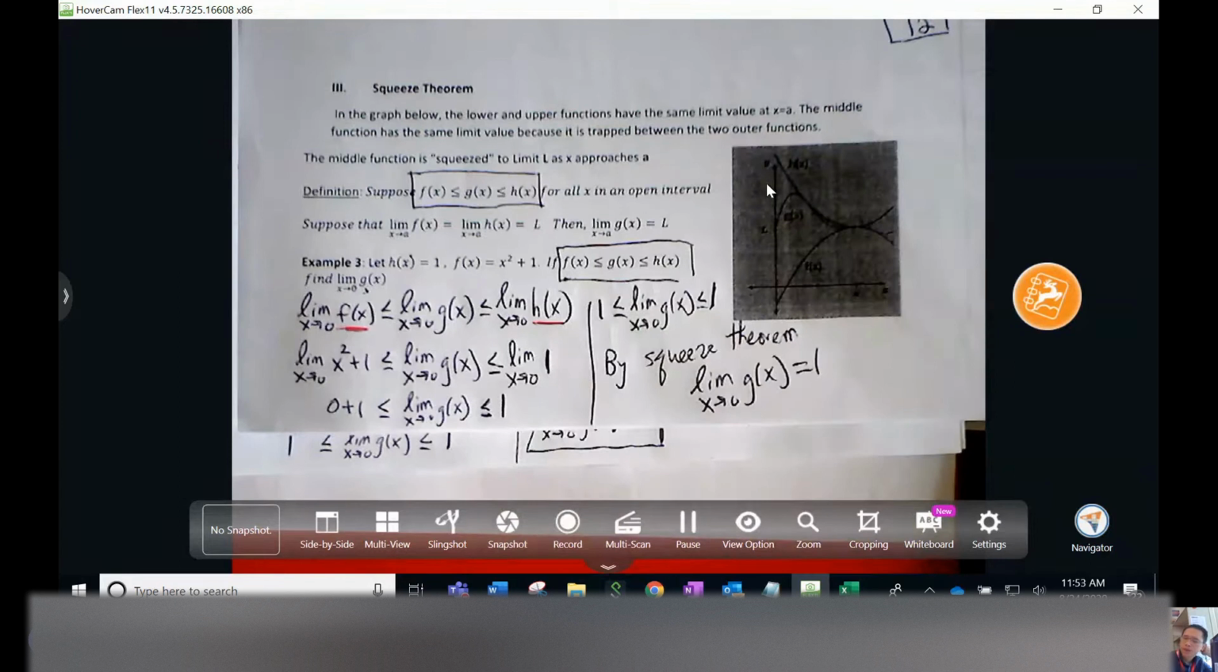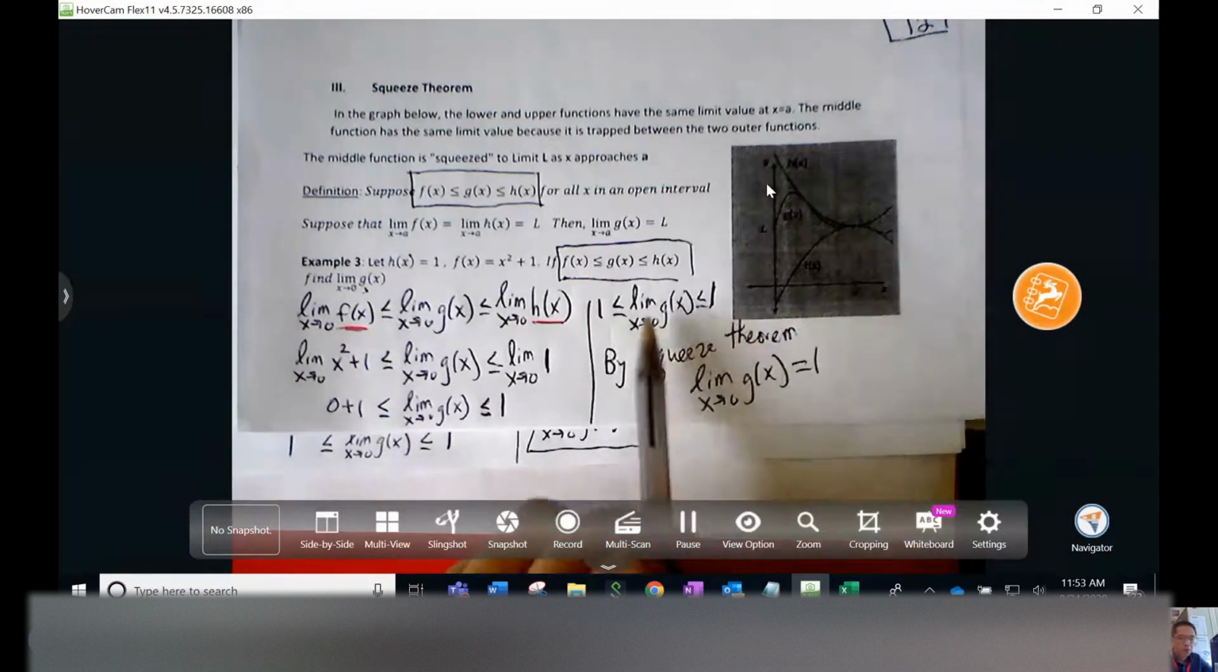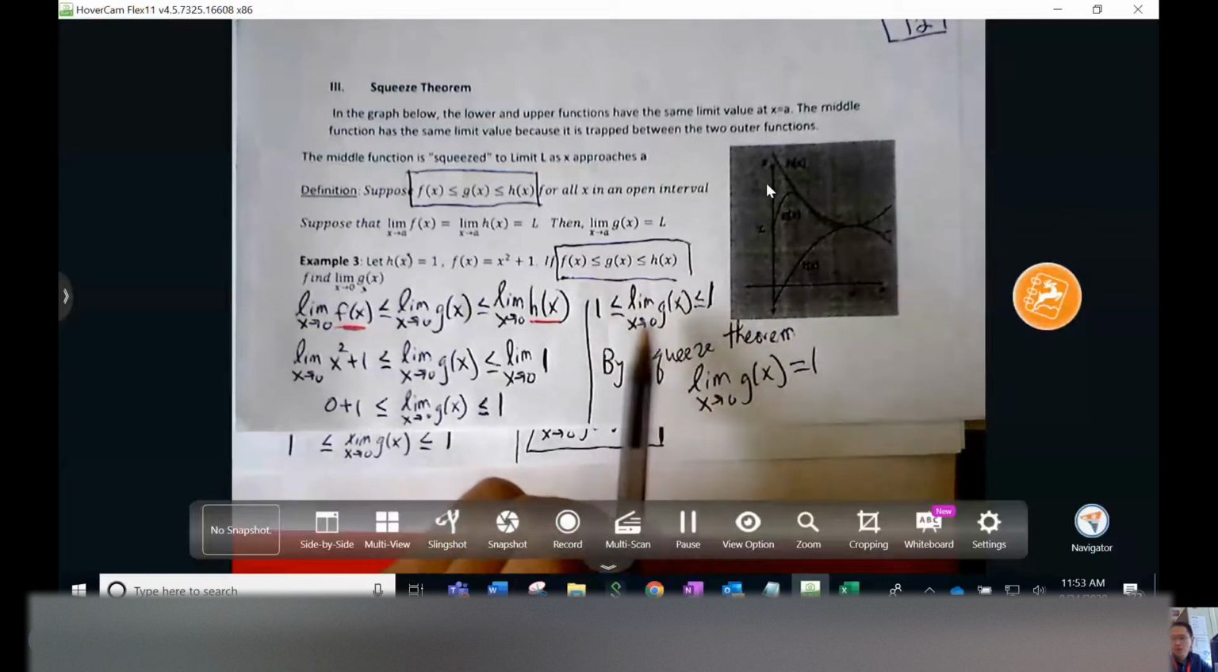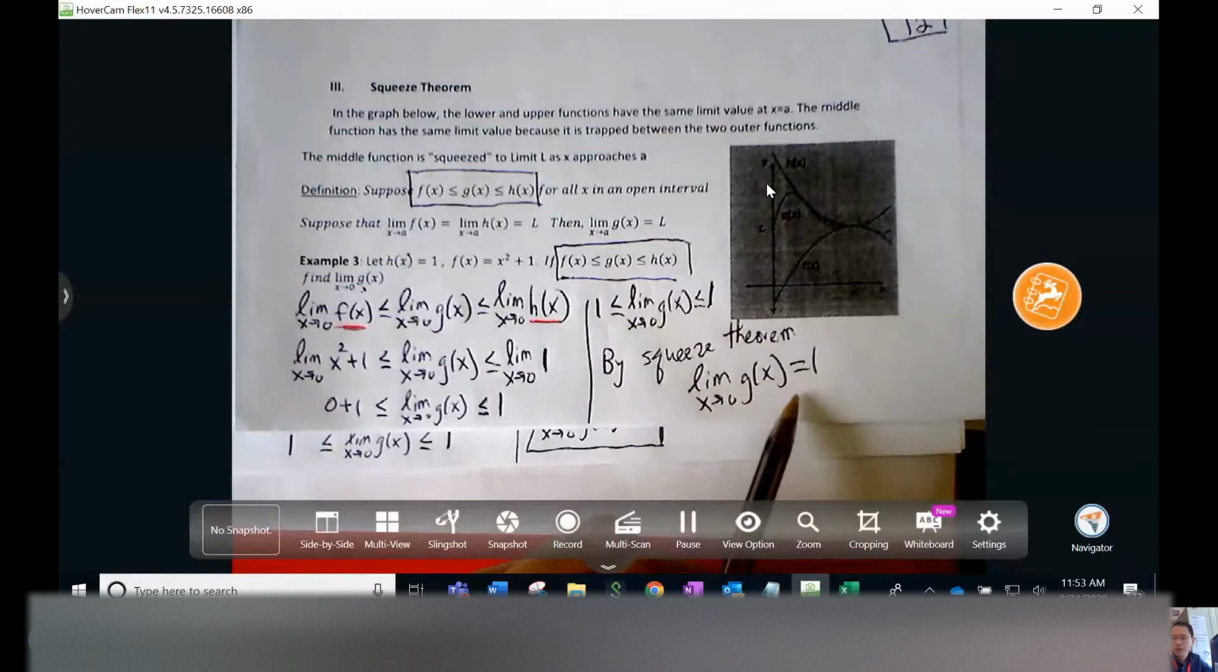Can we make any type of a conclusion? Does not exist. Okay, maybe not does not exist, but just inconclusive. How's that? Yeah, because if it was 1 and 3, we know the limit is somewhere between 1 and 3, but we don't, right? We only have a range. We don't know the exact value.